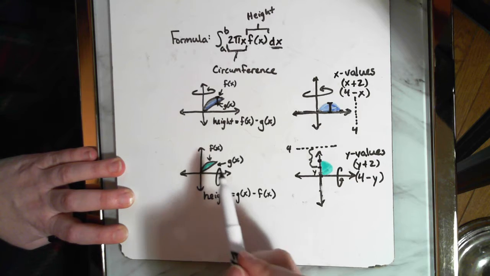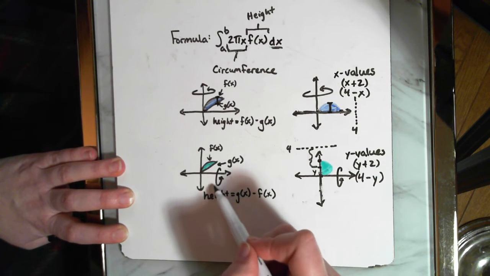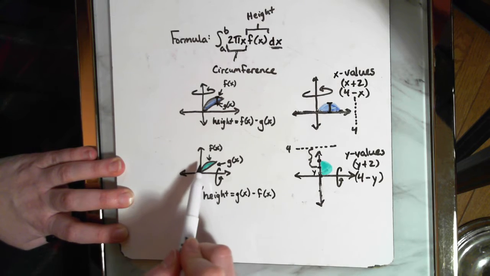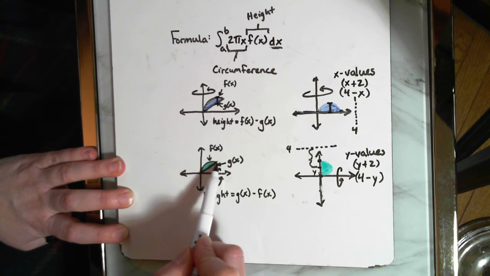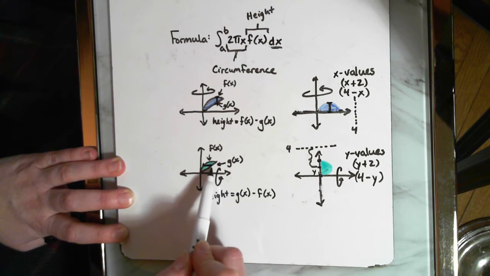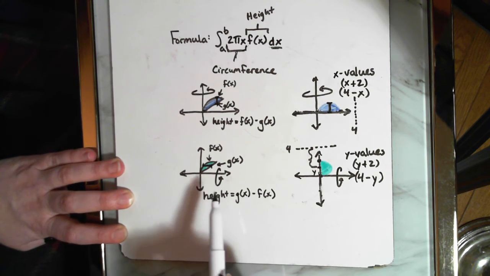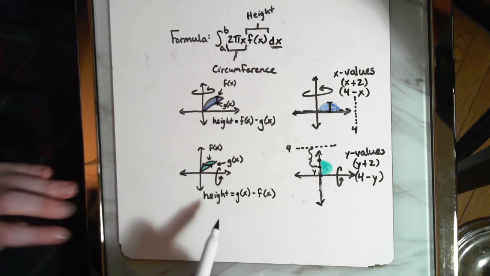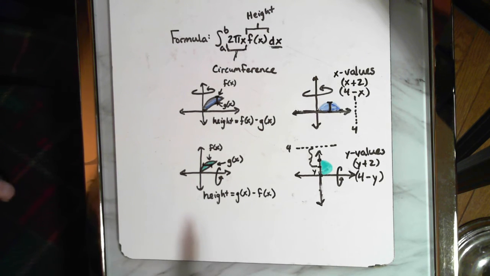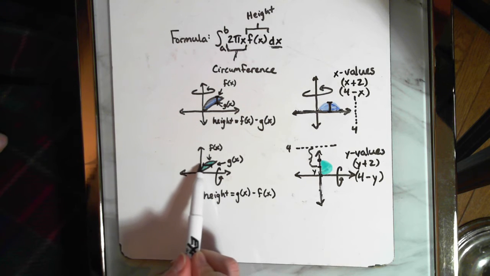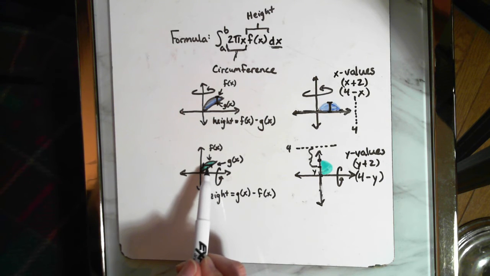Now, if I'm rotating in the other direction, if I'm doing a rotation around this x-axis, the height is determined in this direction. So I would end up doing g of x minus f of x to get this height. And I always sketch these graphs. And it doesn't have to be an accurate sketch. I just sketch it quickly, and I just make sure of what this height is before I actually put it into my formula.